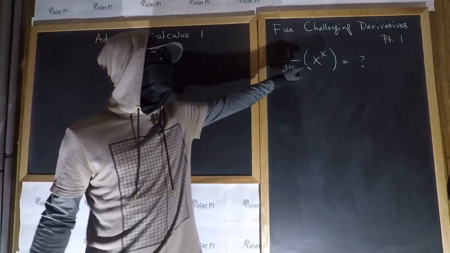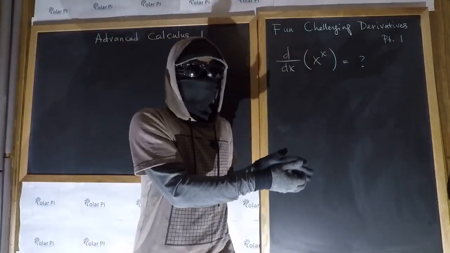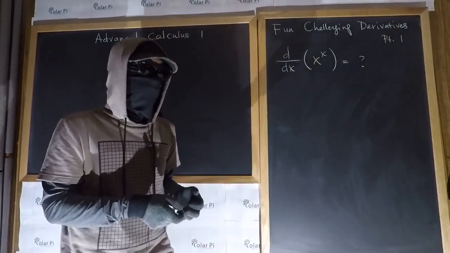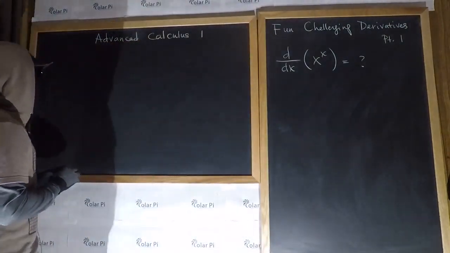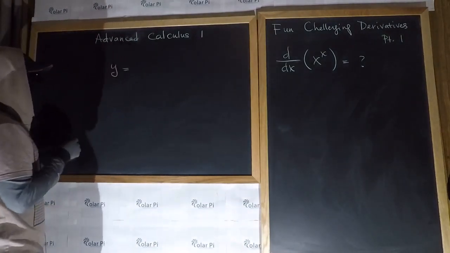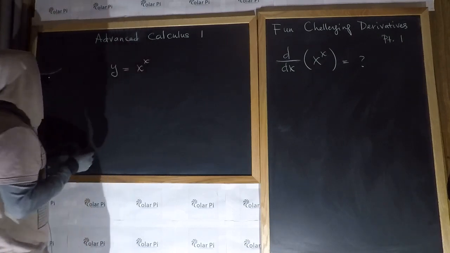Now, when you have x as a base and as an exponent, or in general, when you have a variable base and a variable exponent, then what you want to do is what's called logarithmic differentiation. And so this is a nice basic example on logarithmic differentiation. To start, we say y is equal to x to the power x.